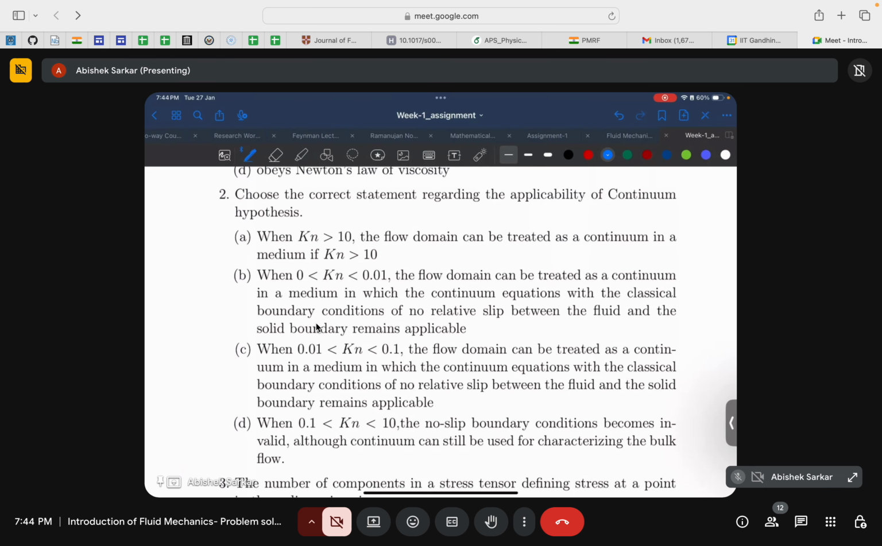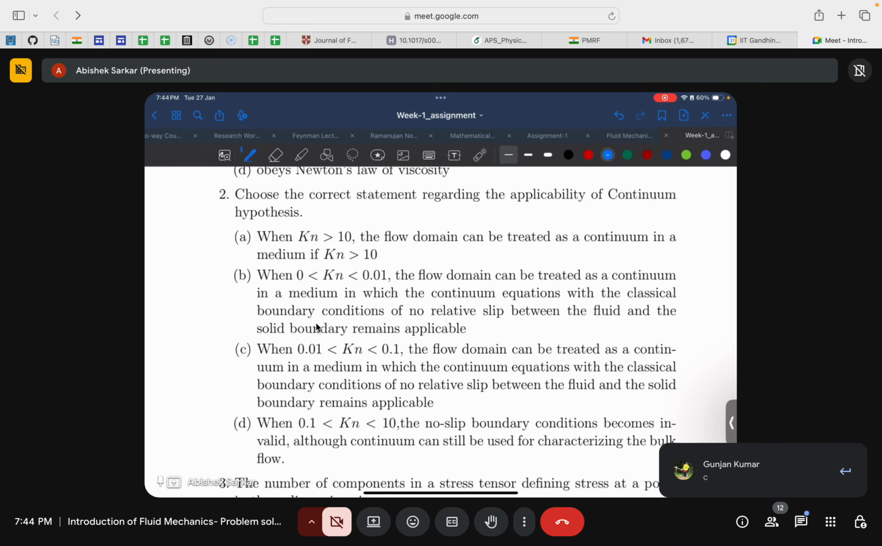Let us proceed further. From now on I won't read all the options thoroughly, since they are quite long, but you can read them and tell me the answer. Choose the correct statement regarding the applicability of the continuum hypothesis. We discussed it in the beginning of today's class, along with the Knudsen number. I think this asks about the regime or range up to which the continuum hypothesis should be valid. It's a very simple question. You can tell the range up to which you feel that the continuum hypothesis would be valid.